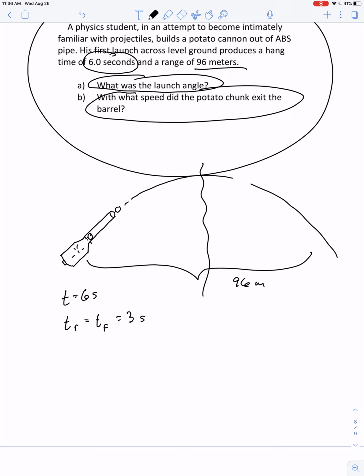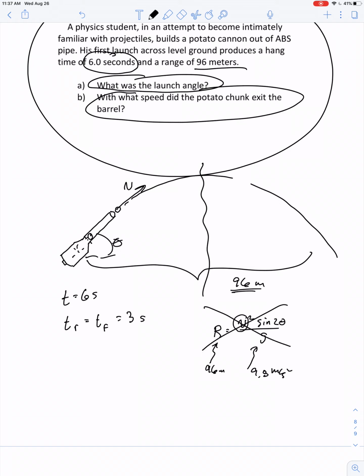Okay, so you might think, well, we know the range, so we can apply that to the range equation. Range is equal to v squared sine of 2 theta over g. And we know g is 9.8, and now we know the range is 96 meters. But the problem with this is if we try to solve this equation, there are two unknowns. We don't know the value of v, how fast the potato came out of the barrel, and we don't know what angle it was launched at. So we can't use this range equation to solve for anything. We're going to need another approach.